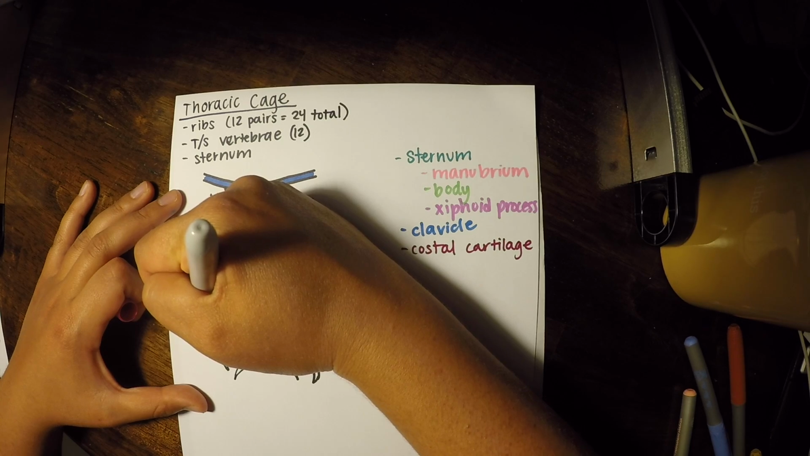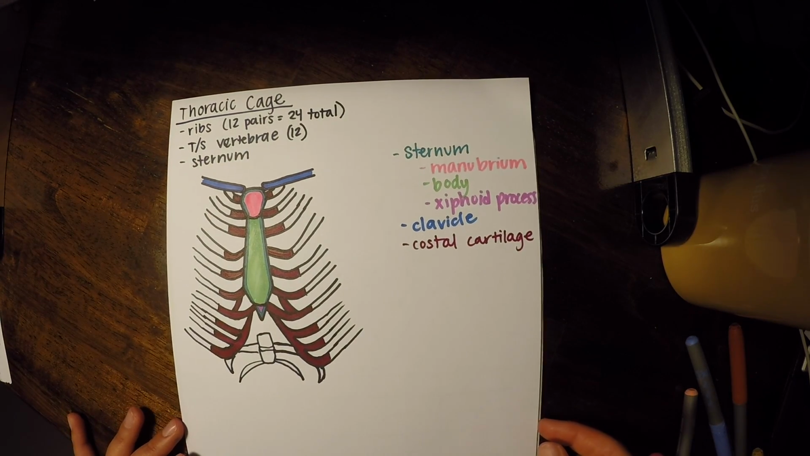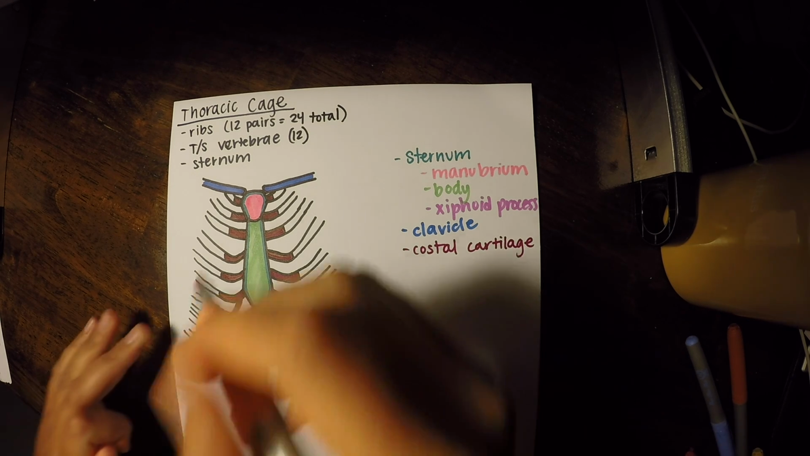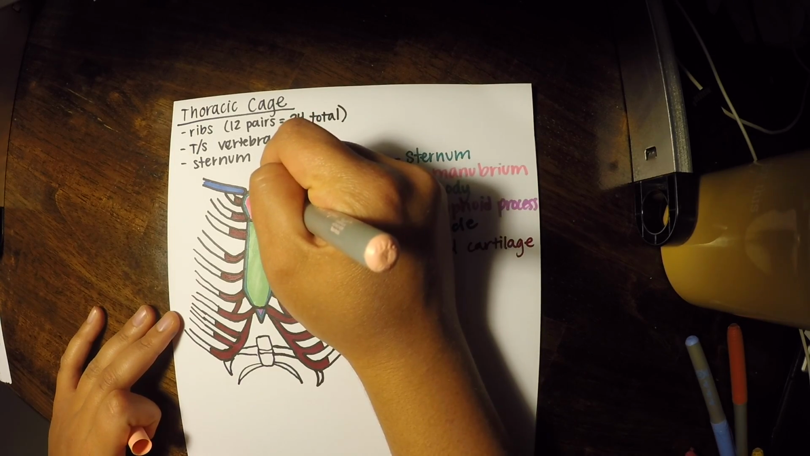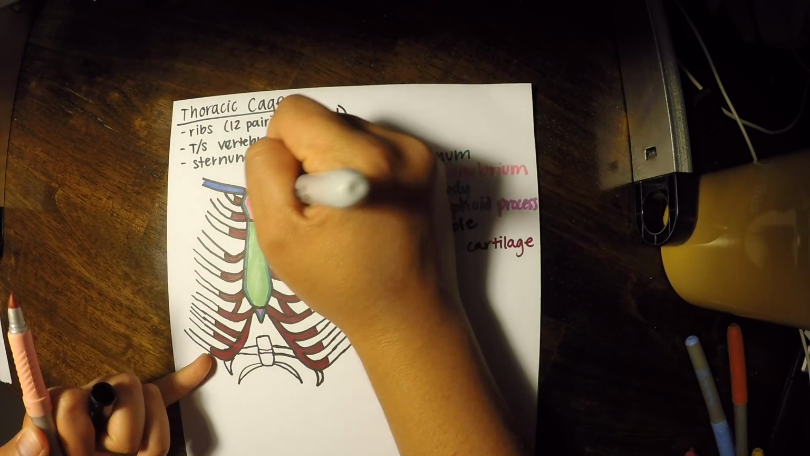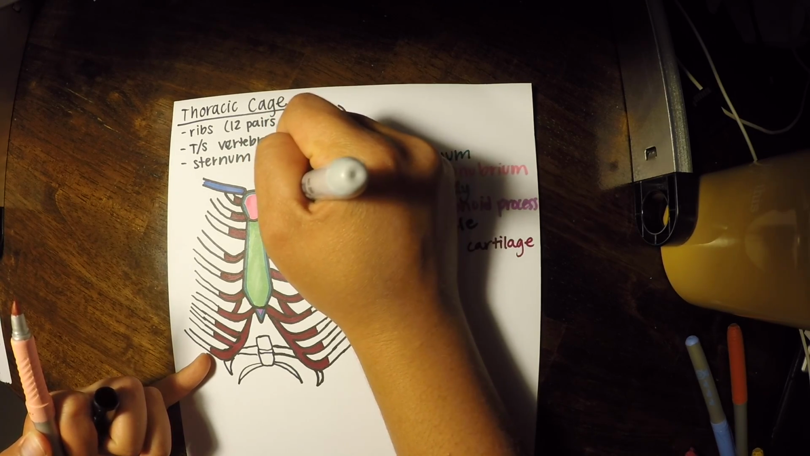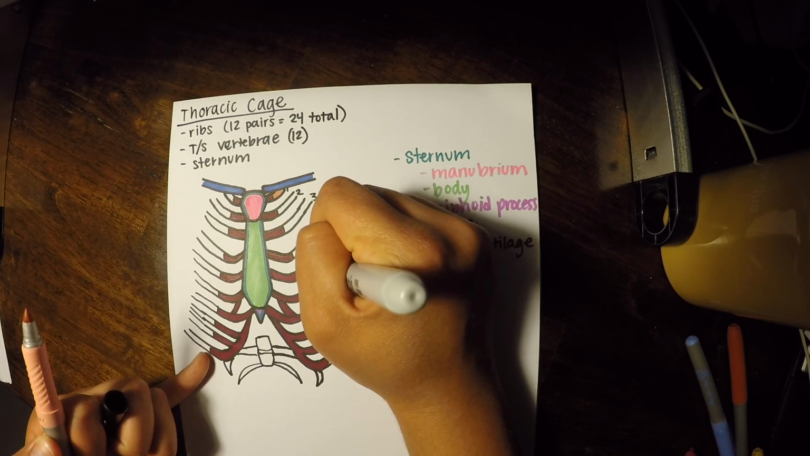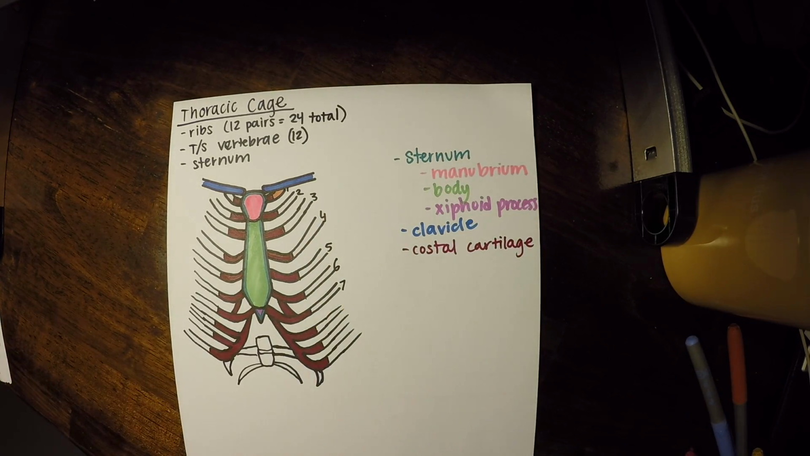So we got our costal cartilage all set. So for our first category of ribs, it's going to be our first 7 ribs, and they're going to be called true ribs. So actually, you know what? Let's label them. 1, 2, 3, 4, 5, 6, 7.